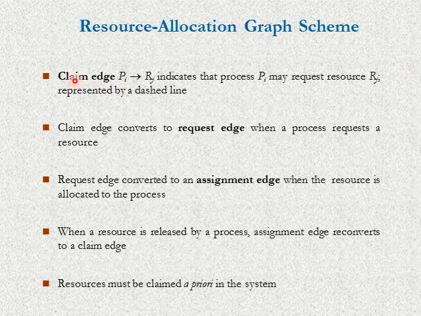Now this time we are evaluating claim edges along with request and assignment edges to make sure that we are not converting any request edge to an assignment edge if there is already a claim edge. By this we mean that we are not allocating a resource to a process if there is a potential request by a process that has not yet been made.